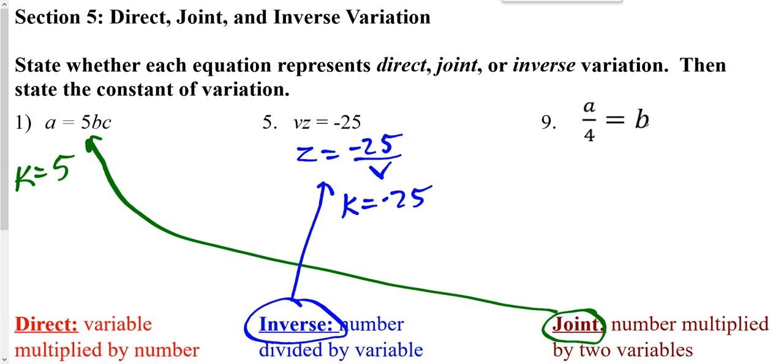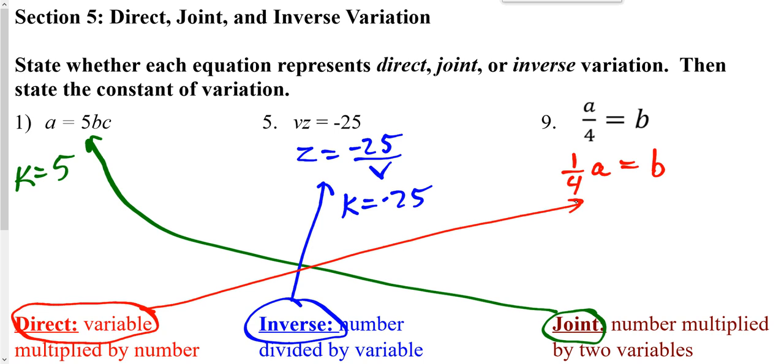Now here, you'll notice I have a variable divided by 4. I could write that as 1 over 4 times a is equal to b. You'll now notice I have my b by itself. I have my a being multiplied by a number. So whenever you have your variable being multiplied by a number, then you know that that is a direct variation. So our constant of variation would be 1/4.